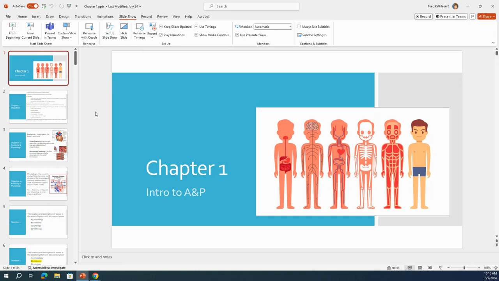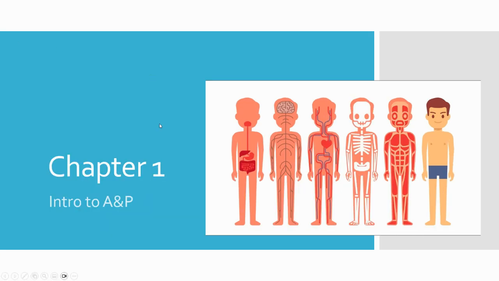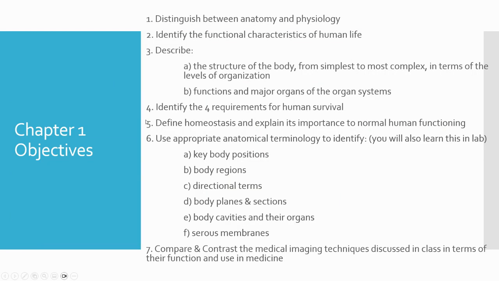They're going to be aligned with the PowerPoints that we do, and for each chapter there are going to be objectives. We're going to be looking at Chapter 1, which is Intro to Anatomy and Physiology. Essentially it's going to set us up with the basics that we need to know as we go throughout the course. This particular video is going to cover Objective 1 and Objective 2.